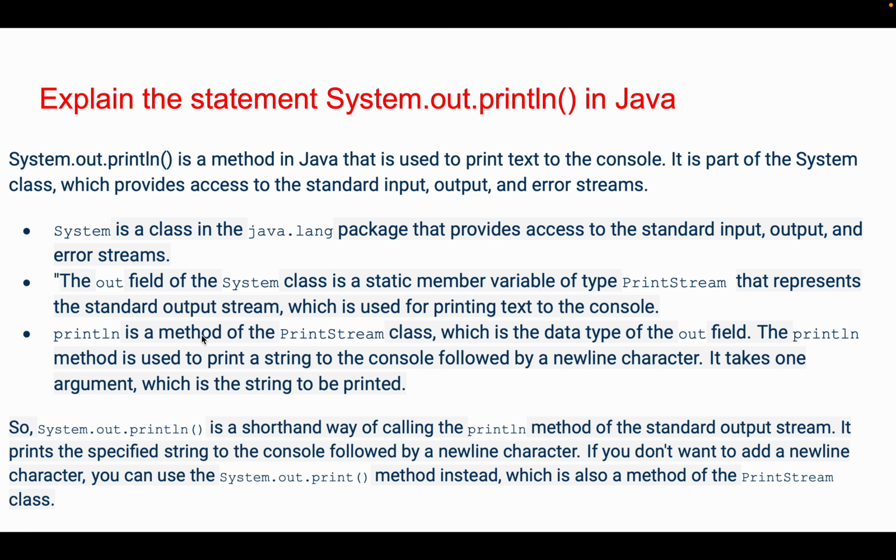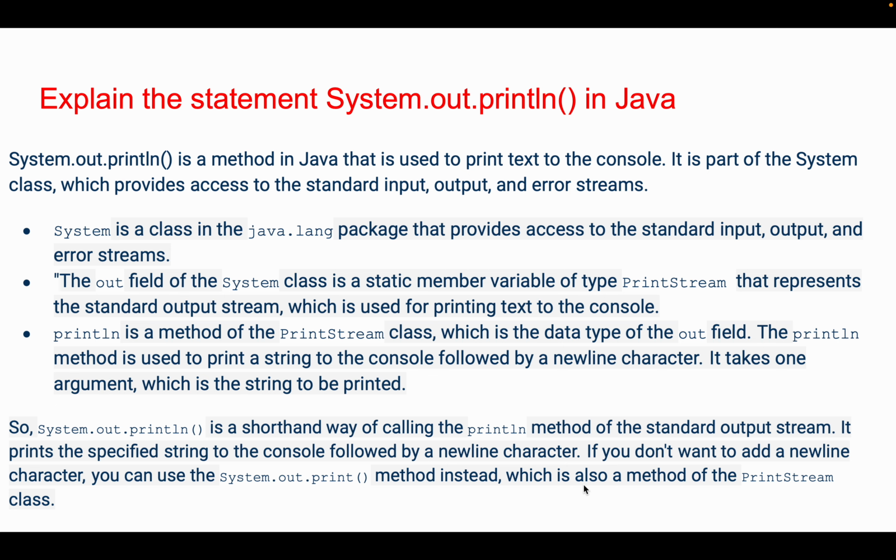println is a method in the PrintStream class, which is the data type of the out field. The println method is used to print a string to the console followed by a new line character. It takes one argument, which is the string to be printed. Therefore, System.out.println is a shorthand way of calling the println method of the standard output stream. If you don't want to add a new line character, you can use the System.out.print method instead, which is also a method from the PrintStream class.